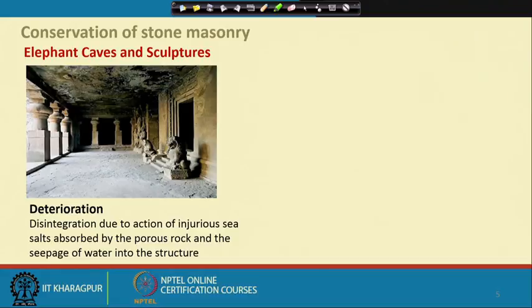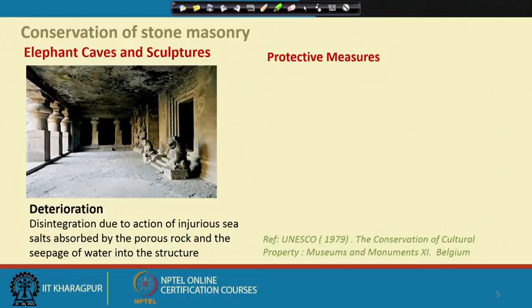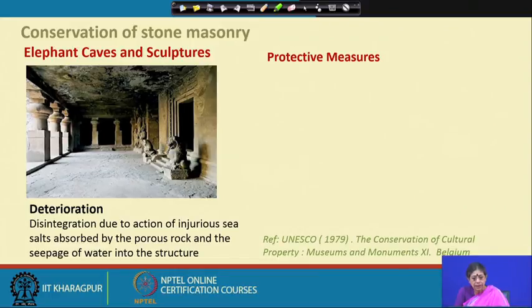Disintegration is due to the action of injurious sea salts absorbed by the porous rock and the seepage of water into the structure. The water is coming through the top of the structure, and that was creating the problem. You can see the signs of that, the damage and the moss and fungus lesions on the roof. In this case, there are also problems with some of the columns supporting the structure, which were missing. It is a rock-cut structure, and that required a lot of other, very drastic measures. Now, let us see in general what protective measures were taken at that time.